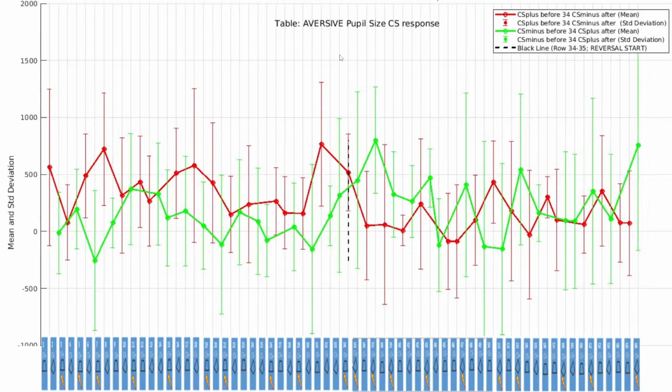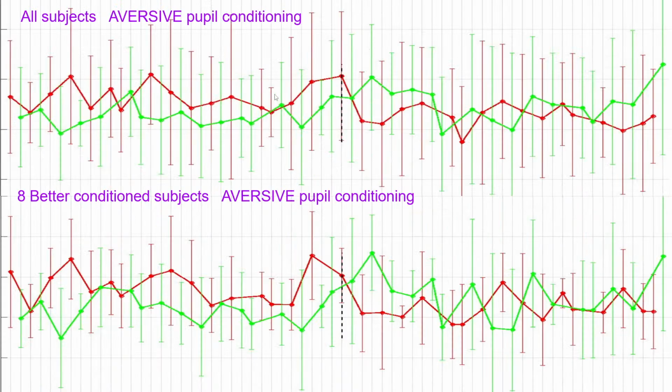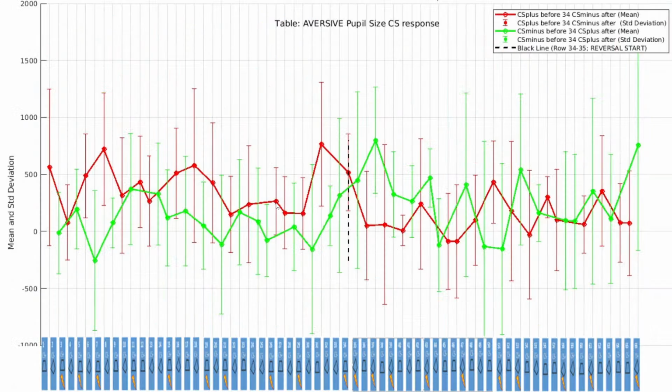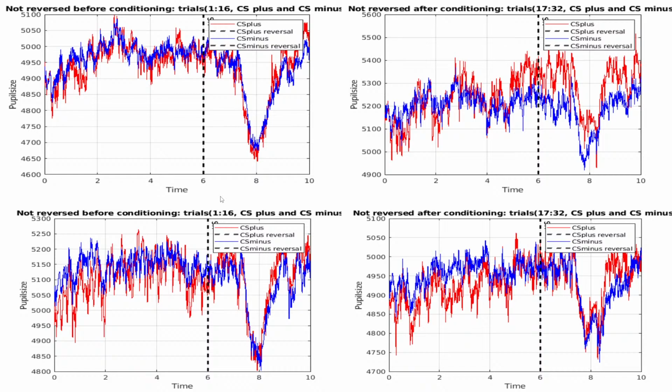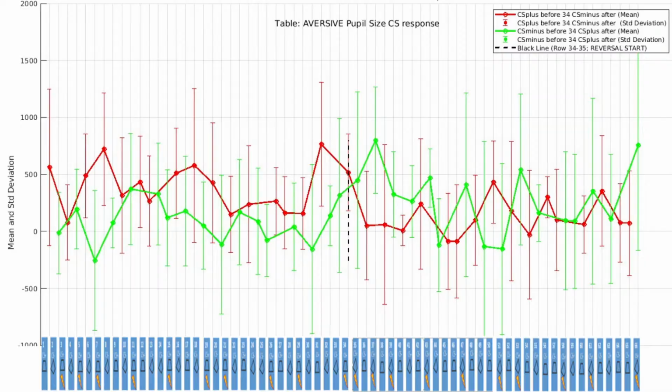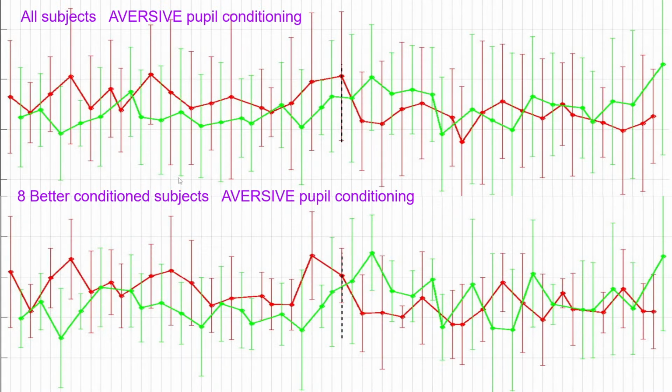Okay, and now once again the aversive conditioning CS response, and now we can compare. This is first all subjects, and then only the ones that were better conditioned. Once again we divided them by the pupil size responses, on the basis of their response to appetitive conditioning. In general, we'll see that those people have overall higher sympathetic reactions. The red line is more distant here, so the CS plus is differentiated better.